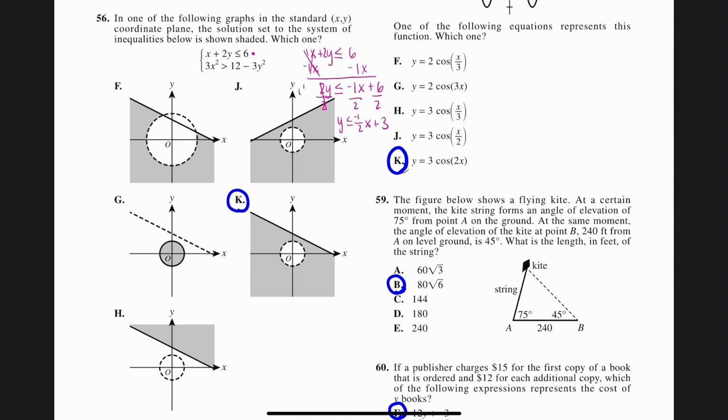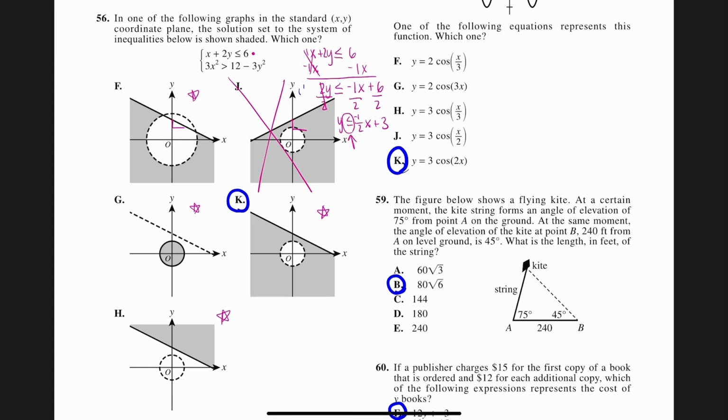Okay, so let's see which one of these starts at 3. So pretend this starts at 3 and goes down 1 over 2. Okay, it could possibly be this one. It could not be this one. This one doesn't have a negative slope, so J is out. It could possibly be this one. It could be all these that have a negative slope. So let's look at this sign to see what we're shading.